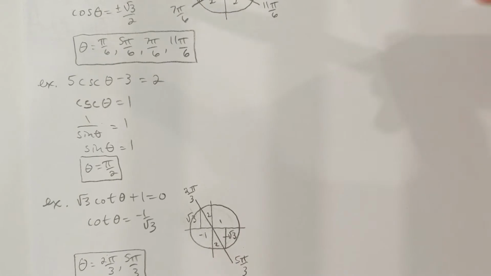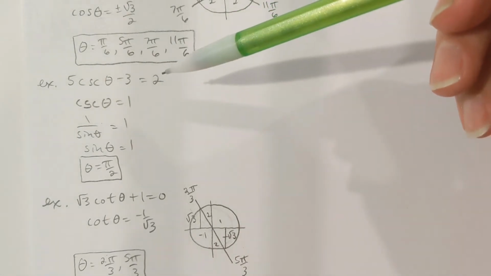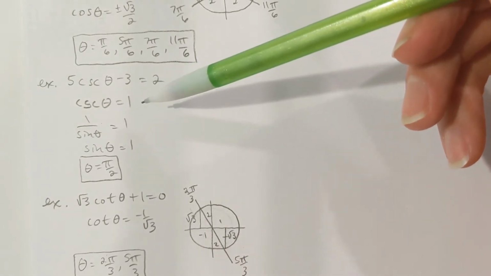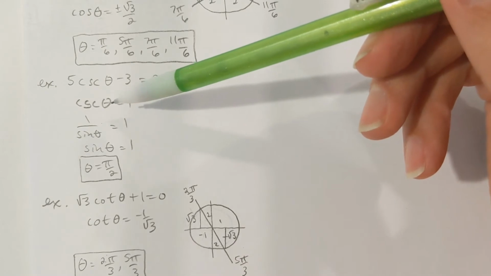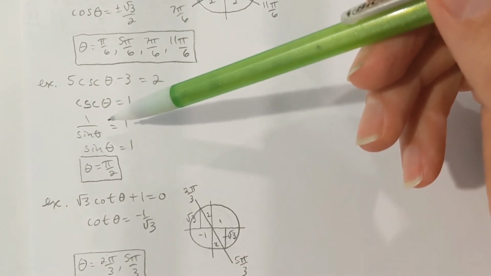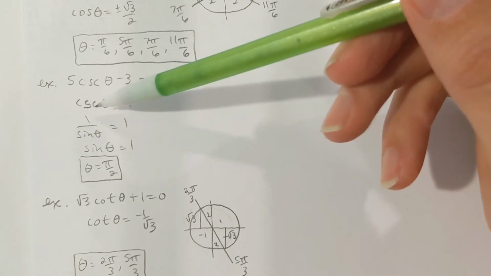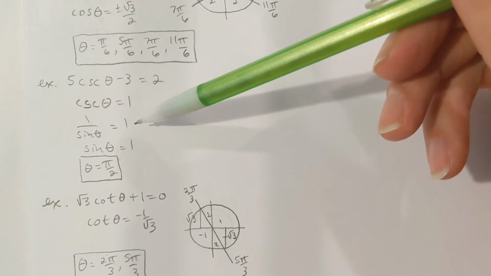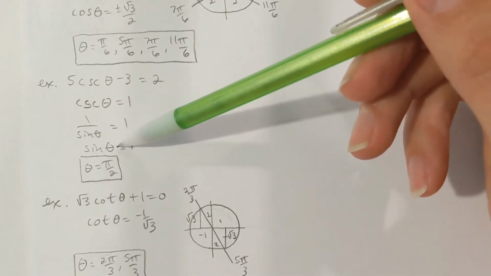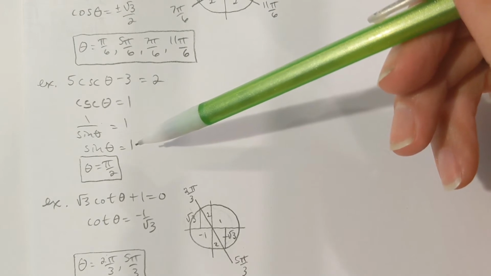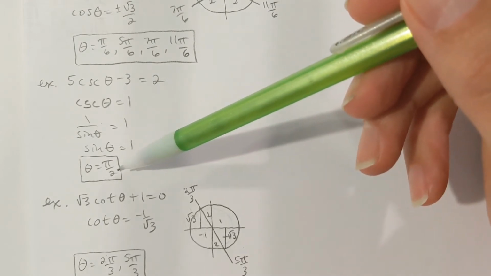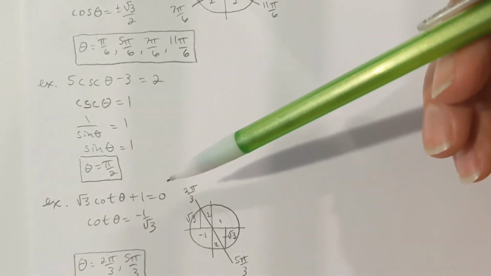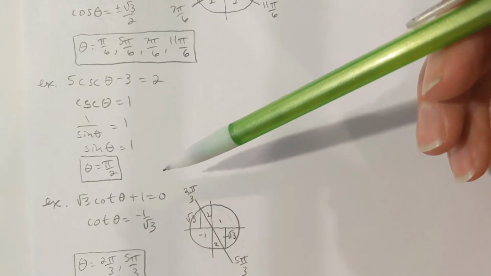Okay, here's another example. 5 cosecant theta minus 3 equals 2. If you add 3 and divide by 5, then cosecant theta equals 1. Cosecant theta is defined to be the reciprocal of sine theta. So 1 over sine theta, that's the same as cosecant theta. And in this form, if I multiply both sides by sine theta, sine theta equals 1. Well, sine of pi over 2 is 1. And so that would be my one and only solution on the interval 0 to 2 pi.